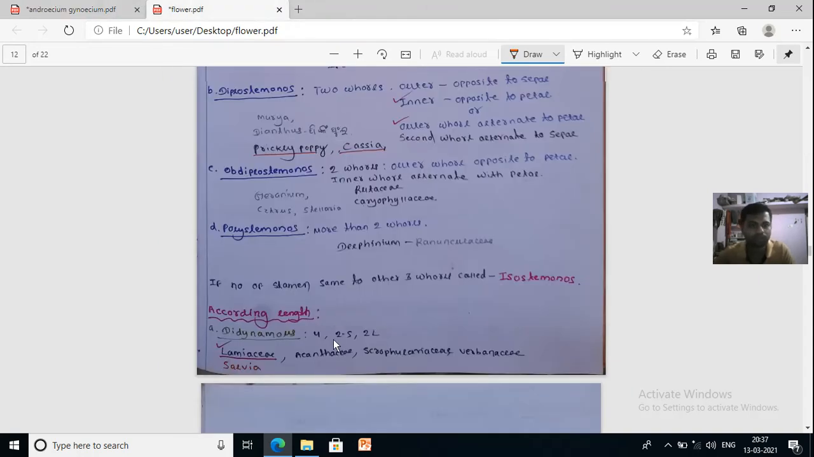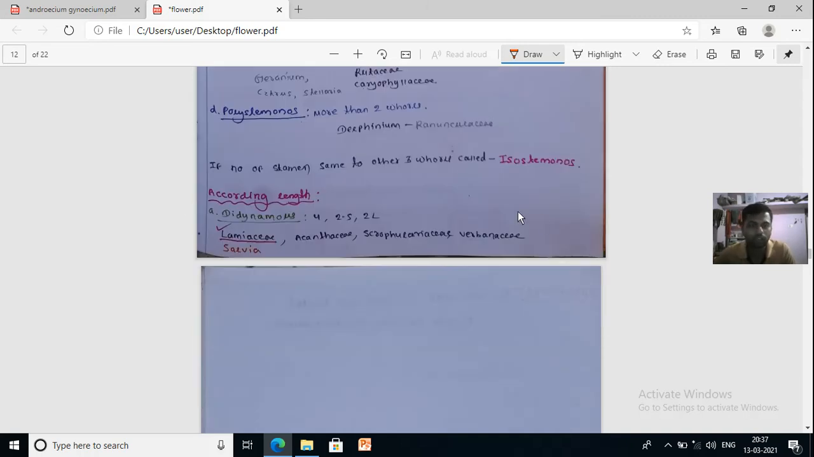Next, if the number of stamens is the same in the other three whorls, this condition is known as isostemonous condition. Always remember this point. Now come to classification according to length. The first condition is the didynamous condition. If a flower has four stamens, two short and two long, it is known as didynamous condition. It is found in the family Lamiaceae, that is Ocimum sanctum, Tulsi, Acanthaceae, Scrophulariaceae, Verbenaceae. Always remember all these family names, because the didynamous condition most often comes in the examination.